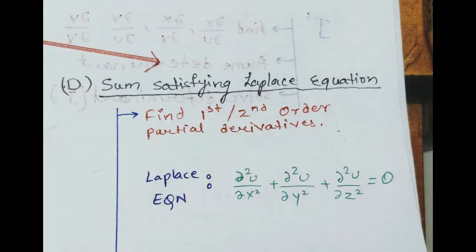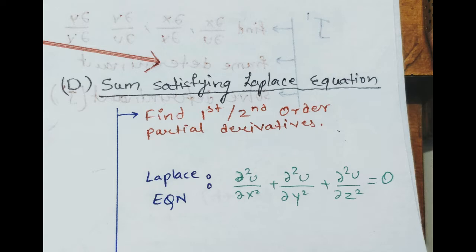Now moving on to the next subtype of partial differentiation using standard rules, which is sums satisfying the Laplace equation. For such sums we have to find the first order and second order derivatives and satisfy the Laplace equation, which is ∂²u/∂x² + ∂²u/∂y² + ∂²u/∂z² = 0.